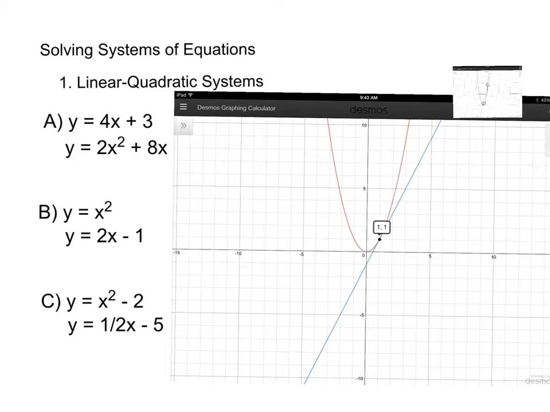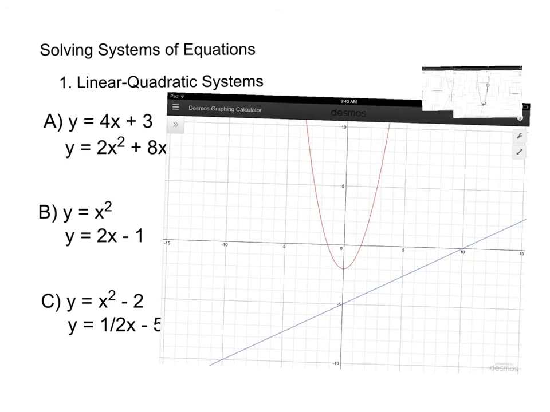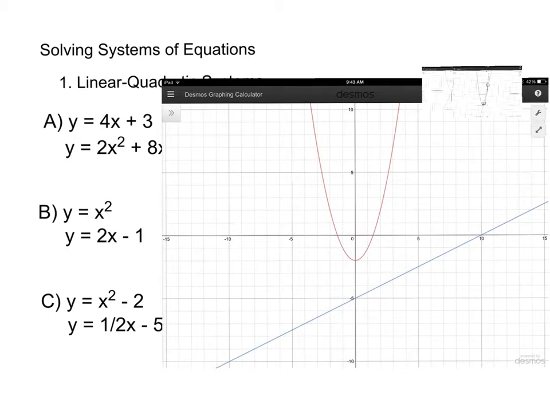And then the third possibility you guys said was no solution. So you can probably picture what that might look like, but let's look at one. So this one, y equals x squared minus 2 and y equals 1/2 x minus 5 has no solution. The line and the parabola don't intersect at all. So you could have 0 solutions, 1 solution, or 2 solutions. Those are the only possibilities when you have a linear quadratic system.